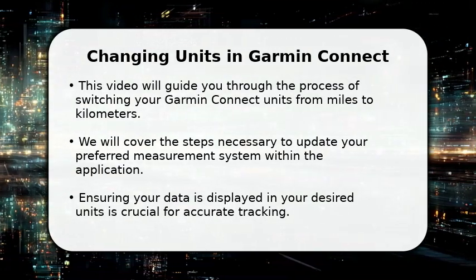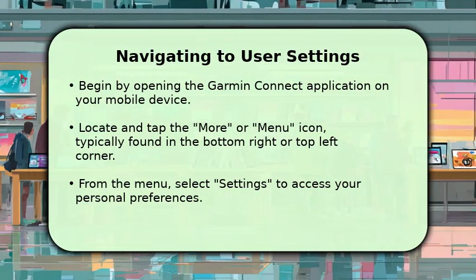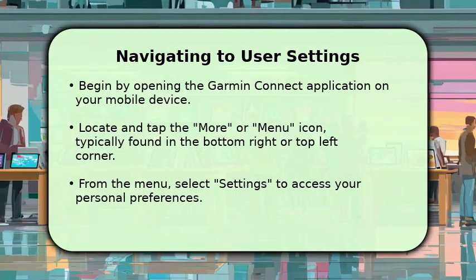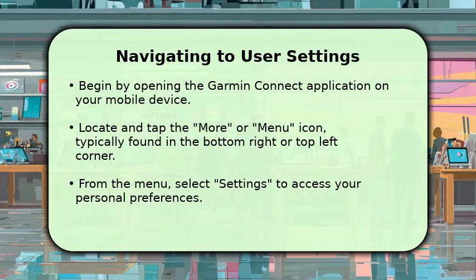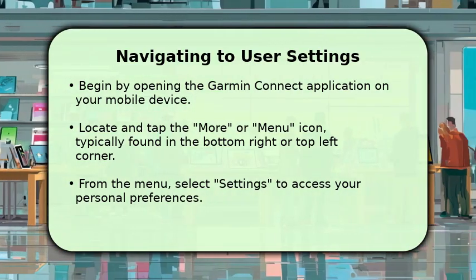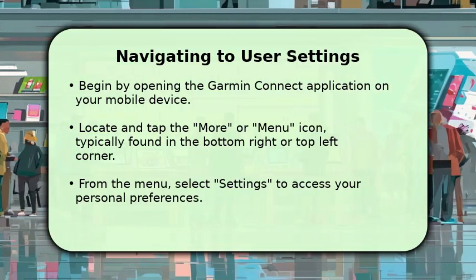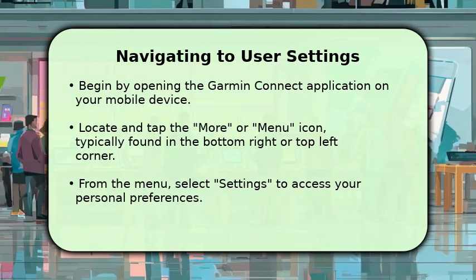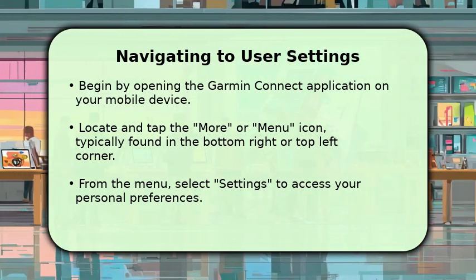To start, open your Garmin Connect app on your phone. Once it's loaded, look for the More or Menu icon, which usually looks like 3 horizontal lines or 3 dots. Tapping this will open up a side menu. From there, you'll want to select Settings. This is where all your personal preferences and application configurations are stored, making it the perfect place to adjust your unit measurements.